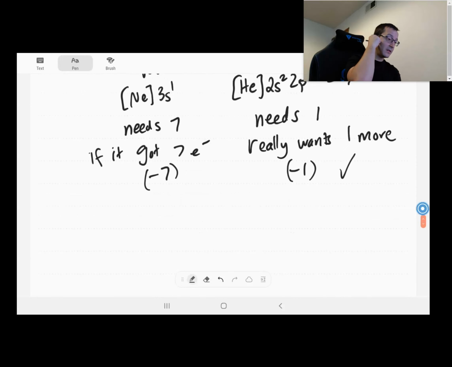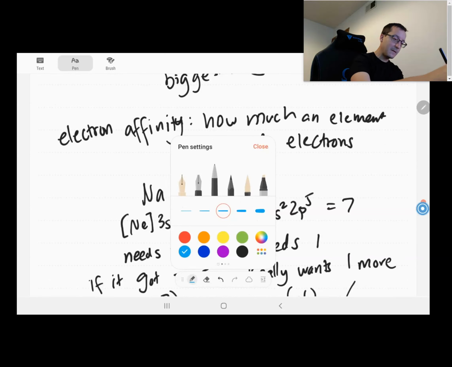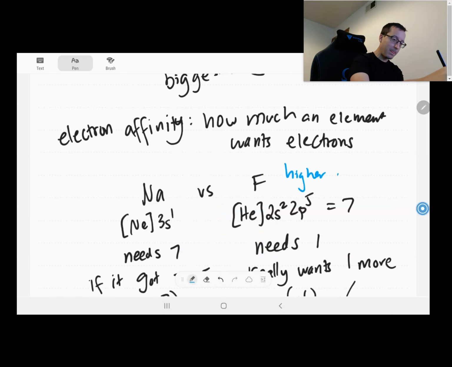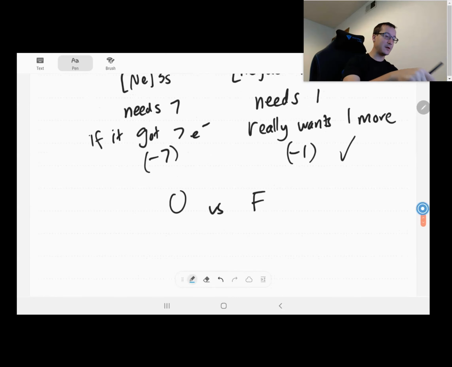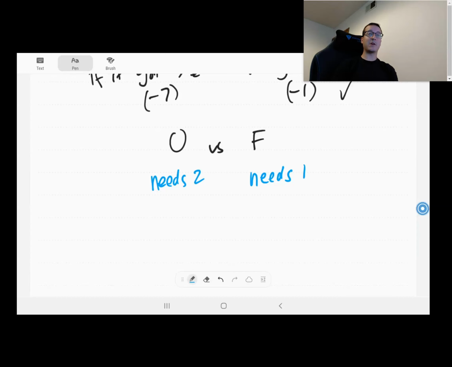Let's compare fluorine versus oxygen. Yes, we're going to say F is higher electron affinity. I'll write that in blue. Okay, oxygen versus fluorine now. I'm just going to write needs 1. This one needs 2. All right, is that part okay if I'm just telling you needs 1 electron versus needs 2 electrons?